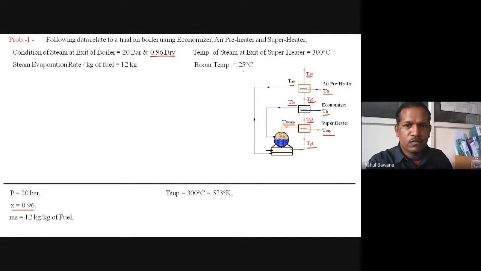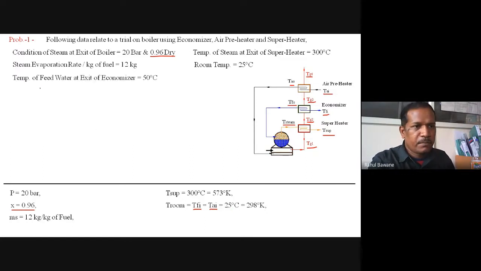Room temperature, so it is 25 degrees centigrade. We assume that room temperature water is supplied to the economizer, so TFI is 25 degrees centigrade. We assume that room temperature air is supplied to the air preheater, so TAI is also 25 degrees centigrade. Temperature of feed water exit from economizer, it might be written like that, temperature of feed water entering the boiler. So the meaning is the same. So outlet from economizer is 50 degrees centigrade, so TFO is 50 degrees centigrade.